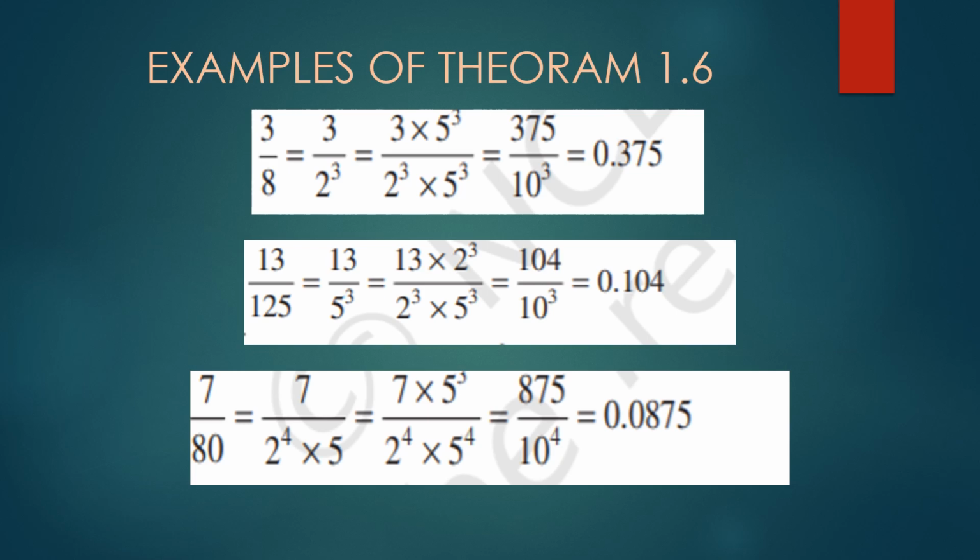2 power 4 into 5. This is the prime factorization of 80. 2 2s are 4, 2 4s are 8, 2 8s are 16, and 16 5s are 80.